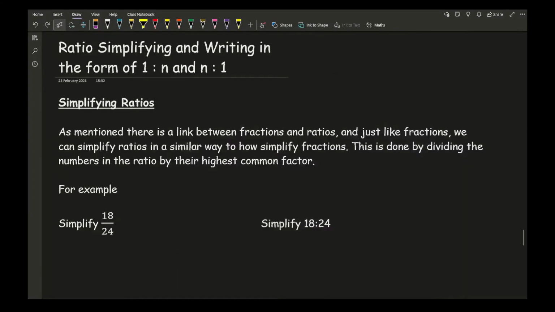Now, as mentioned in a previous video, there is a link between fractions and ratios, and just like fractions, we can simplify ratios in a very similar way to how we simplify fractions. This is done by dividing the numbers in the ratio by their highest common factor.